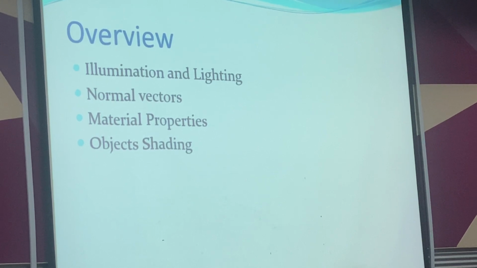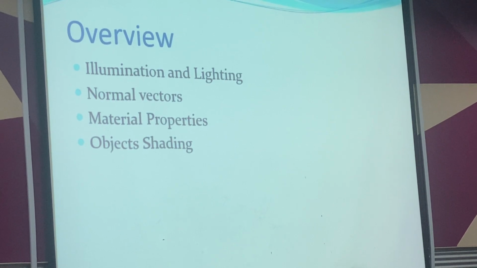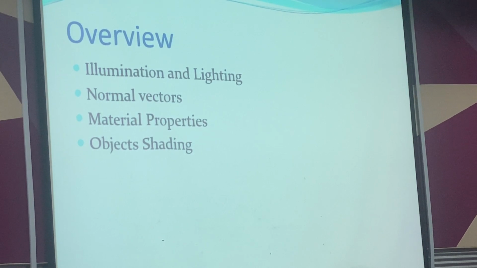The last part is material properties and object shading. We go through object shading again. We learned last time flat shading and smooth shading, so now, in lighting, how it works. Material properties are colors. We have seen color before.